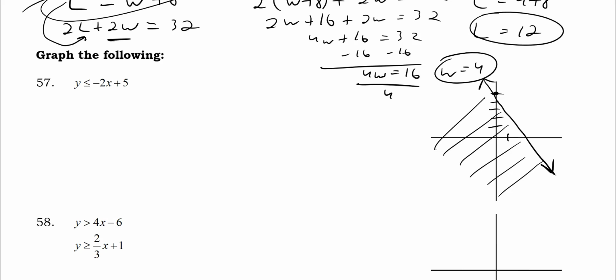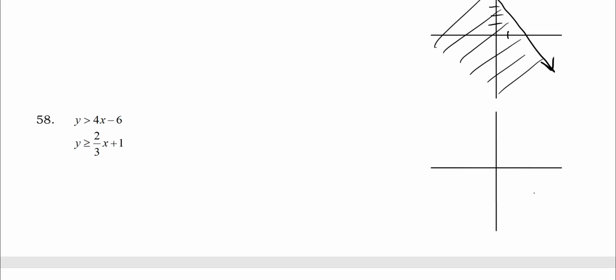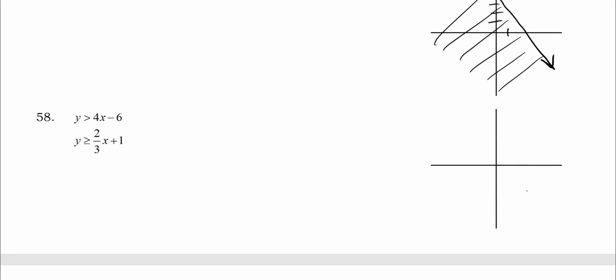Okay. The next one, you're going to shade both of these, and where the shading overlaps, that's what the solution is. I'm going to use 2 colors in this. So again, I'm going to go down 6 and up 4 and over 1. Okay, so this is a dotted line. And I'm going to shade it in, it's greater than, so I'm going to shade it above.